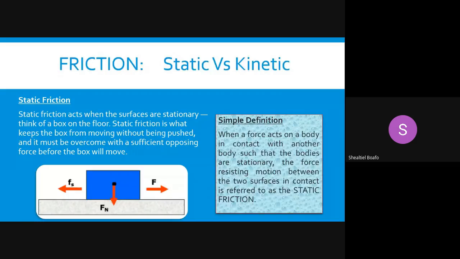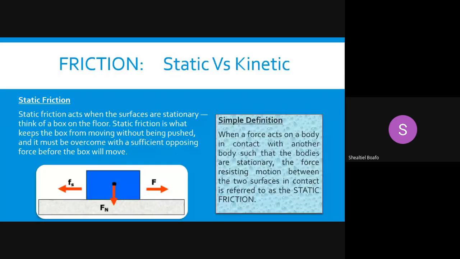So when a force acts on a body in contact with another body, such that the bodies are stationary, the force resisting motion between the two surfaces in contact is referred to as the static friction. Make sure you mention the fact that the two bodies are in contact, the surfaces are in contact, and that there's no motion between the two surfaces where there's a force in action.